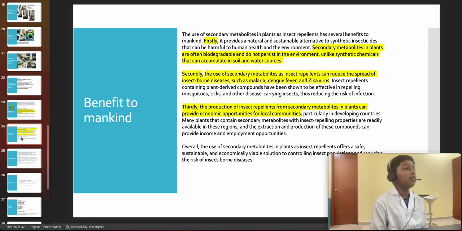Benefit to mankind. Firstly, secondary metabolites in plants are often biodegradable and do not persist in the environment, unlike synthetic chemicals that can accumulate in soil and water sources. Secondly, the use of secondary metabolites as insect repellents can reduce the spread of insect-borne diseases such as malaria, dengue fever, and Zika virus. Thirdly, the production of insect repellents from secondary metabolites in plants can provide economic opportunities for local communities.